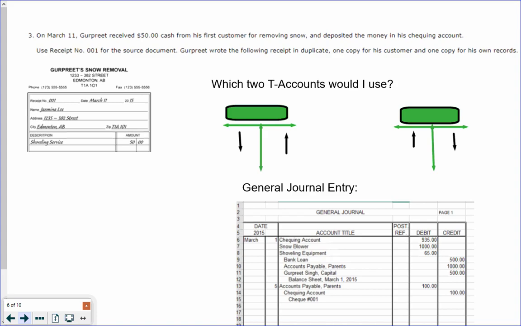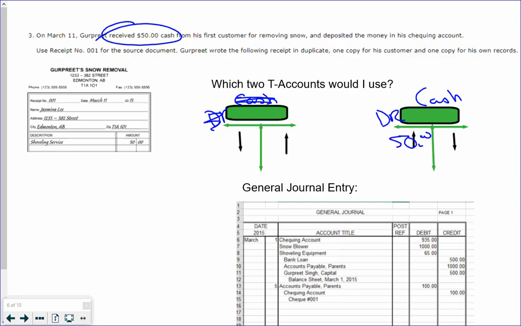Gurpreet received $50 cash from his first customer for removing snow. So he received $50 cash. So we know then that cash is going to go up. Cash is going to be debited $50, right? Because it's going up.